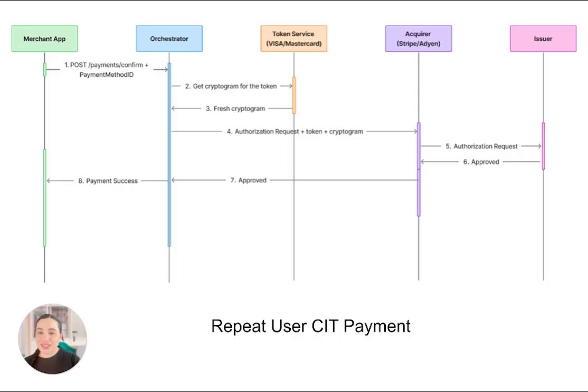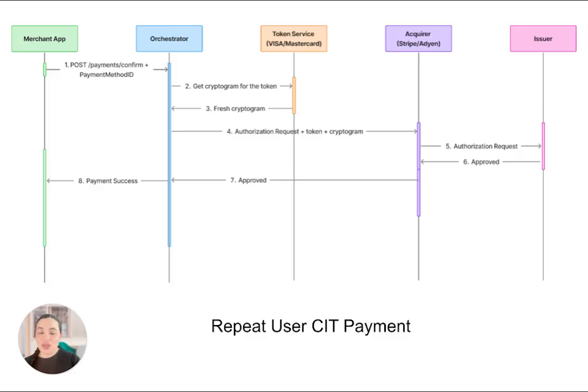But look at what didn't disappear. Step 2. The orchestrator asks the token service to get a cryptogram for the token. Step 3. A fresh cryptogram comes back. And that word fresh is the whole point. Cryptograms are single use, so even with a saved token, you can't reuse the old one. Every payment gets a brand new cryptogram.